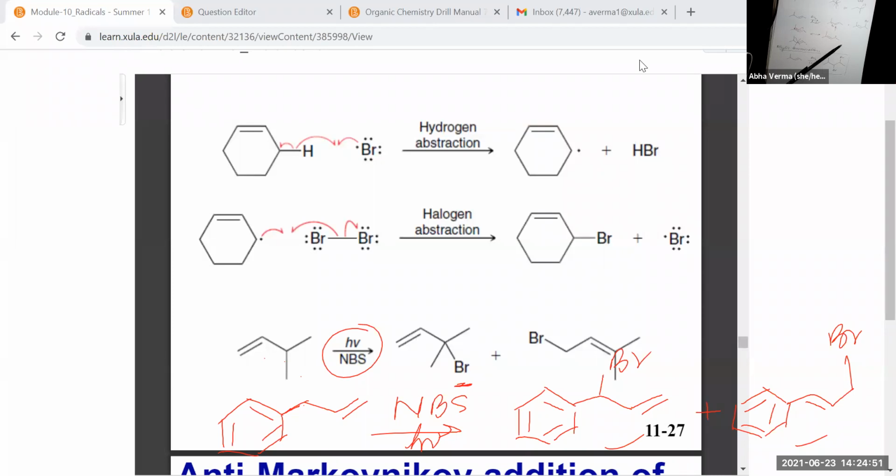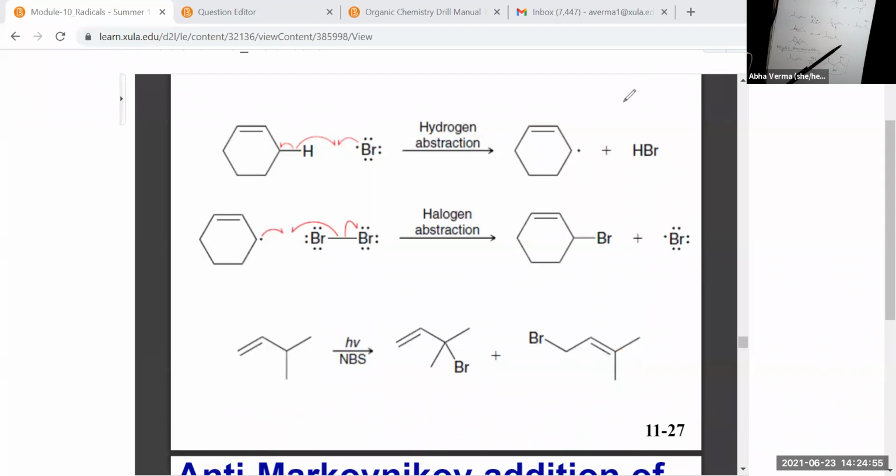The last mechanism that all of us need to know from here is the boration. Oh, first, before we do that, let's go with the anti-Markovnikov addition. Okay, you know what? Let's start those two mechanisms tomorrow.